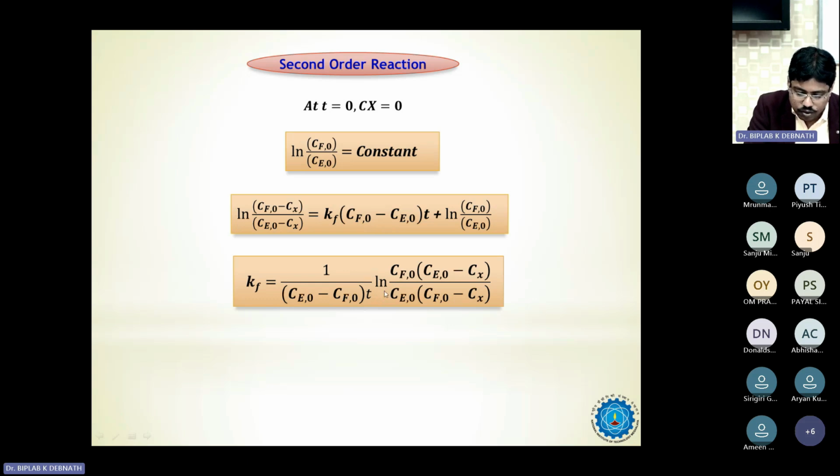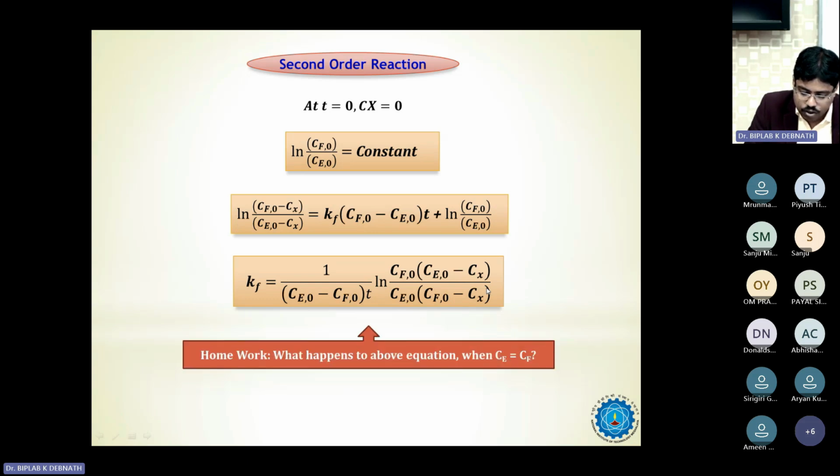ln of Cf naught into C naught minus Cx divided by C naught into Cf naught minus Cx. Okay, so this is the forward reaction rate equation.